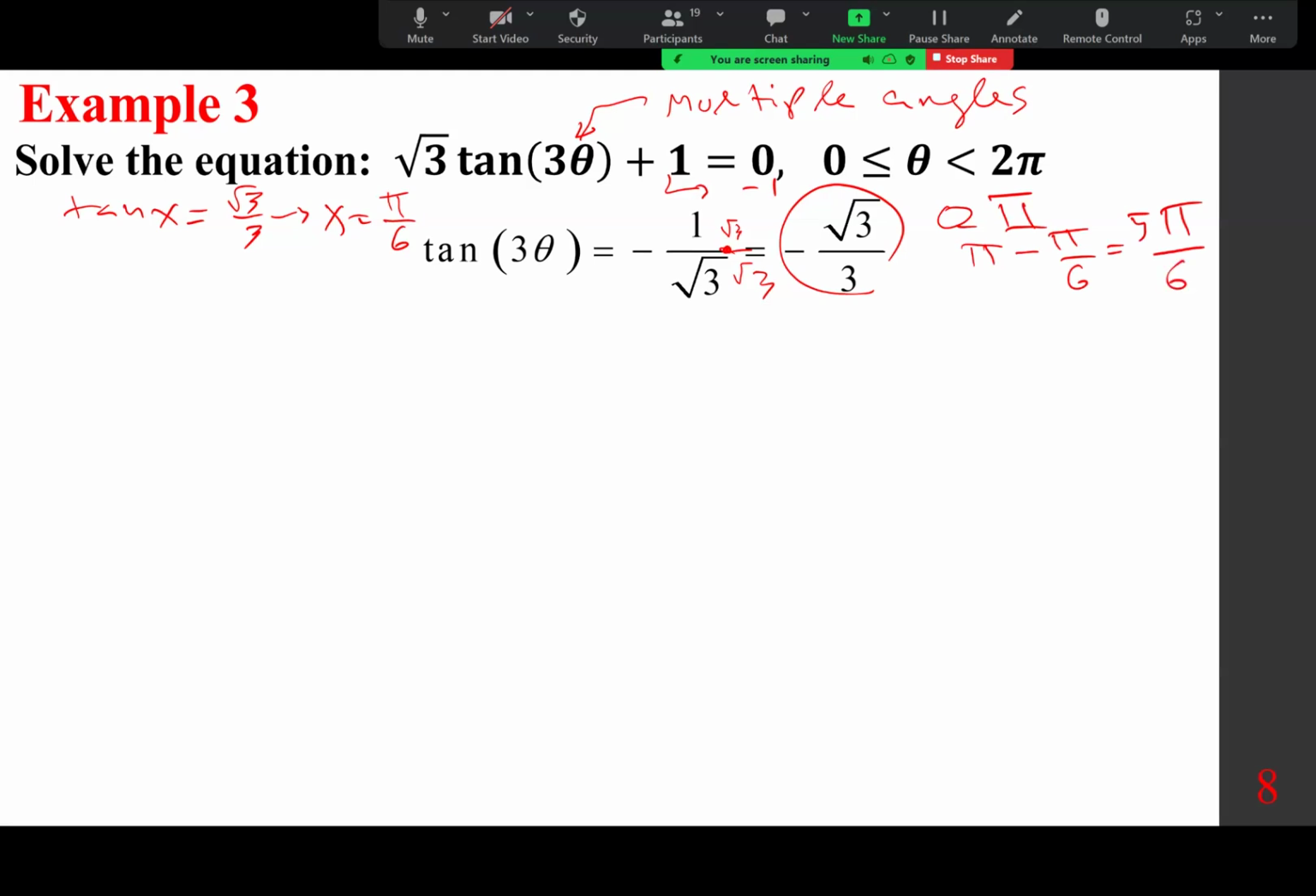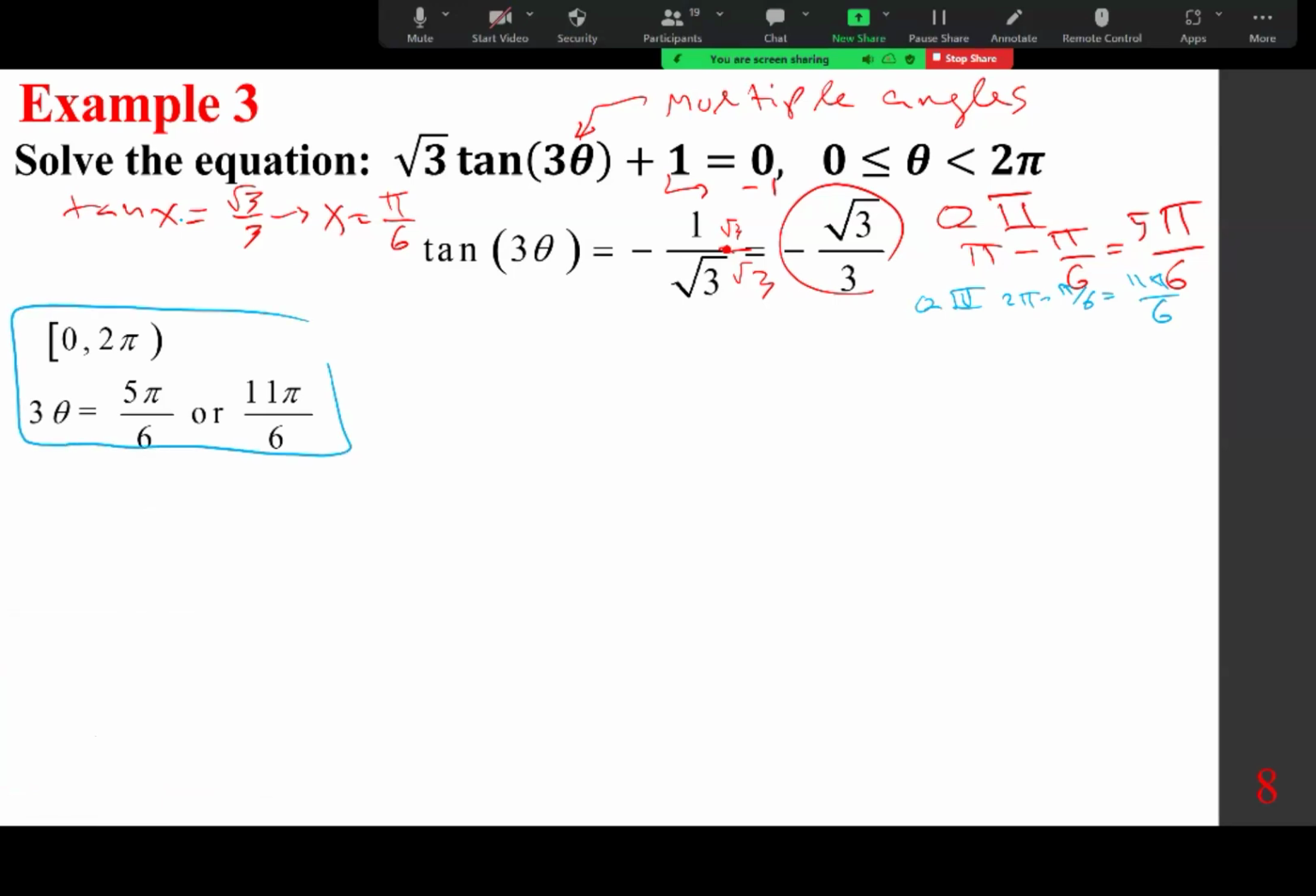And also, if that's the case, also in quadrant 4, which makes it 2 pi. Quadrant 4, 2 pi minus the reference arc pi over 6. That gives us 11 pi over 6. So we have those two answers. I wanted to show you how we get that. And again, we get that for x, which is 3 theta.